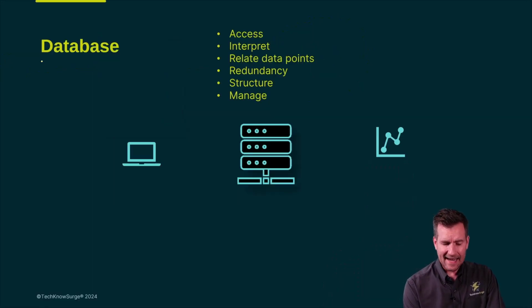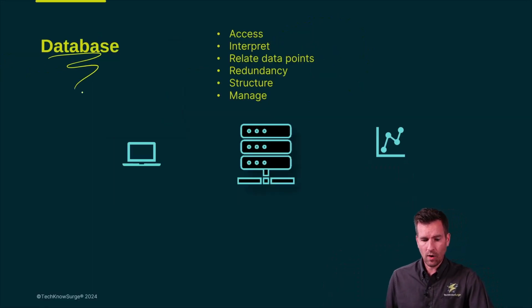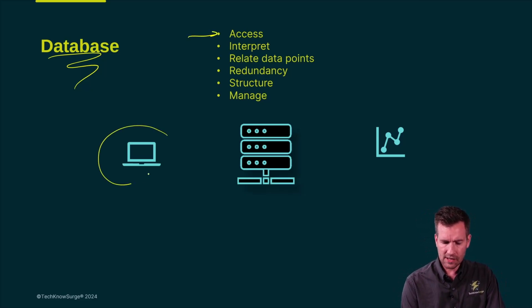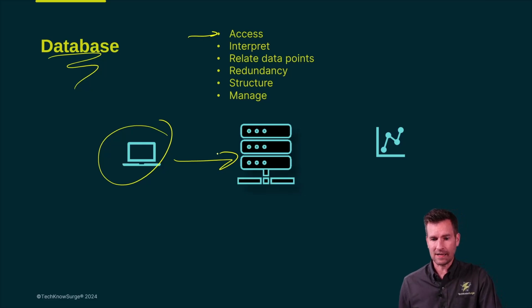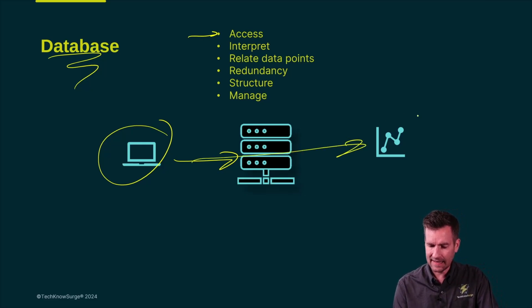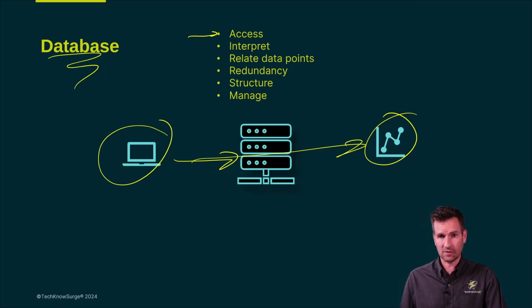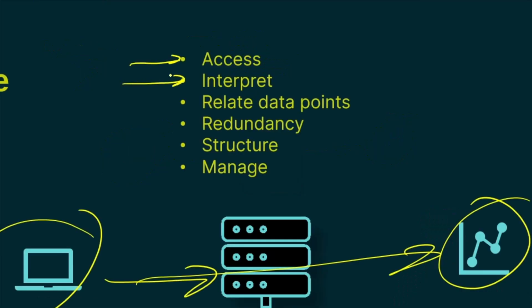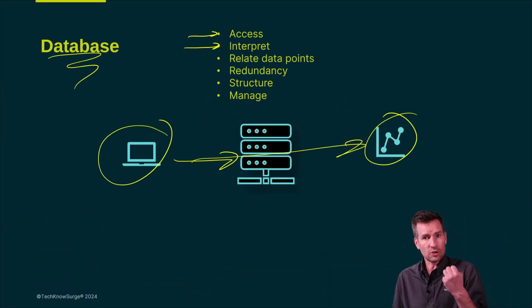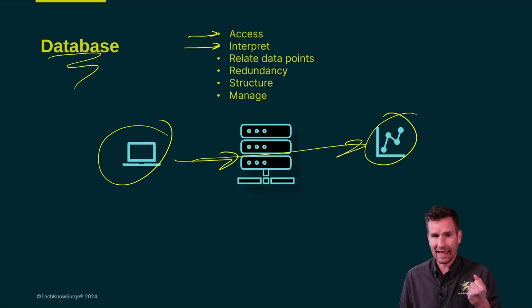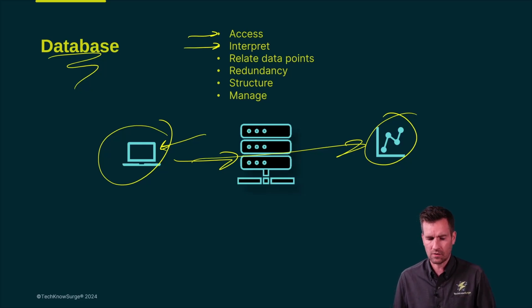So what does a database server do for us? Well, for one, it gives us access to data. So if we're on a machine right here, we would connect to the database server and then access the data of that database server. Another thing that a database server does for us is it helps us interpret the data. That is, we can pull certain reports. We do what's called a query and then pull data and compile data so that it gives us data in certain formats so we can make conclusions from it.